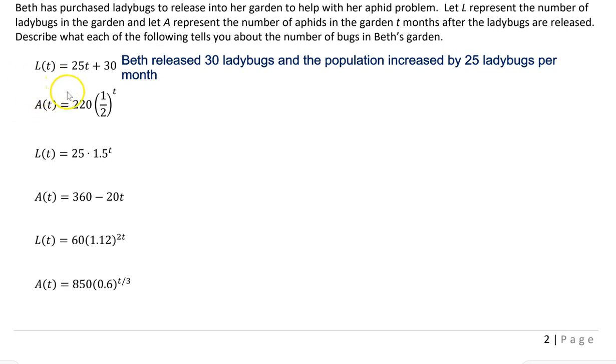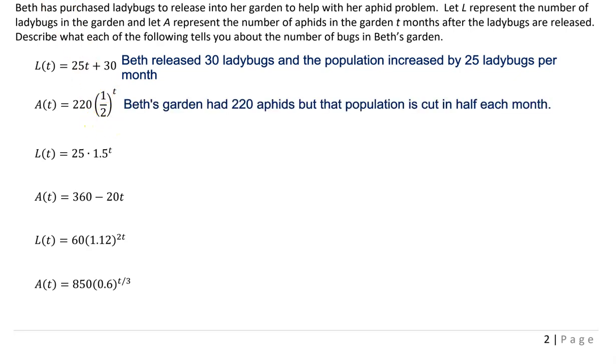Okay, formula number 2 is about aphids, not ladybugs. That's an A of t. And we have this 220 times 1/2 to the t. So that 220 is our starting amount. In exponential equations, that a value out in front is your starting amount, your y-intercept. So we're starting with 220 aphids. And then our decay factor, because this is less than 1, we're going to get decay, it's going to shrink, is 1/2. So the number of aphids is getting cut in half every month in this situation. So starting with 220, the number of aphids is cut in half each month.